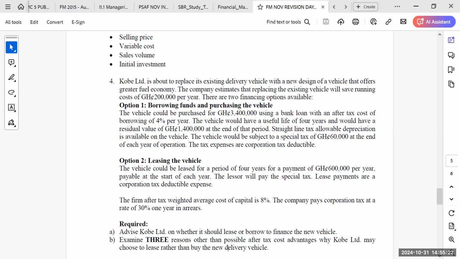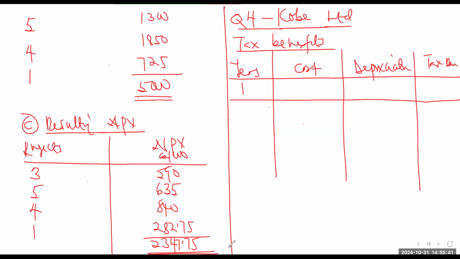Who is going to be giving you the tax allowable depreciation? The tax authorities. So we calculate the depreciation from the perspective of the tax authority. If the tax authority is calculating depreciation, they don't factor in the residual value until the residual value has been realized. That's how they do it.